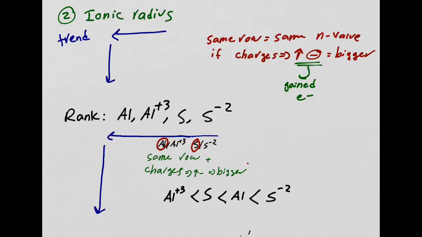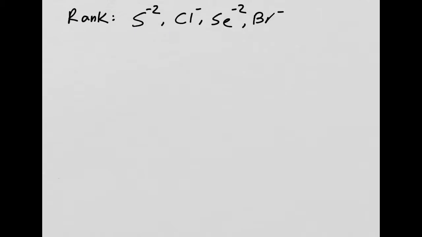Having said all that, let's do another practice problem. Here is our next practice problem. I want you to rank these for the ionic radius from smallest to biggest. Again, you can pause me, do this problem, and then check your answer. The first thing you do is write down the trend. This is the trend for ionic radius.